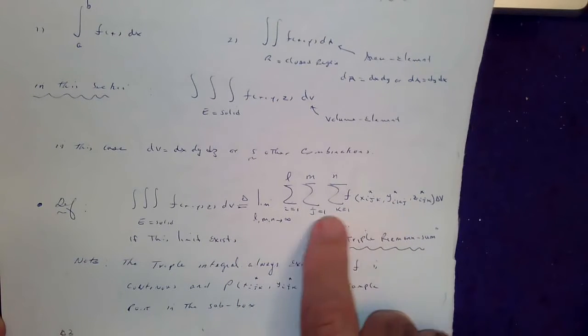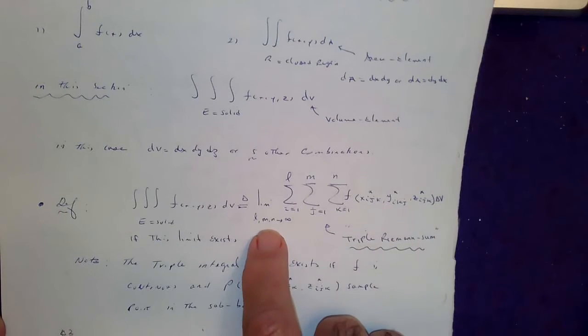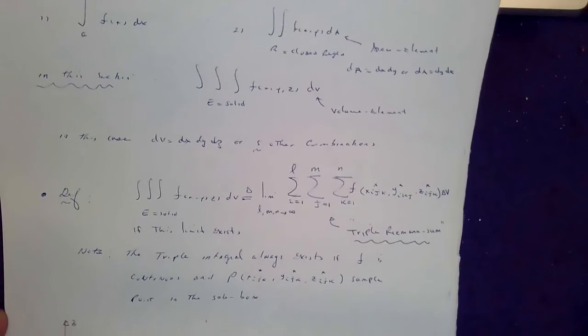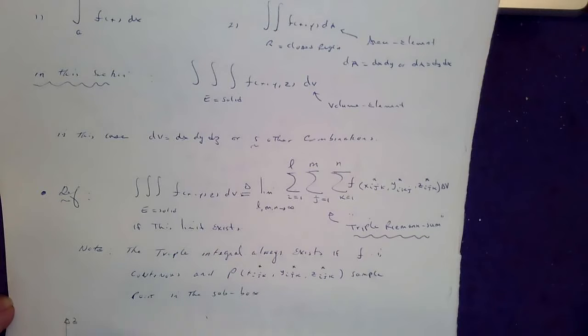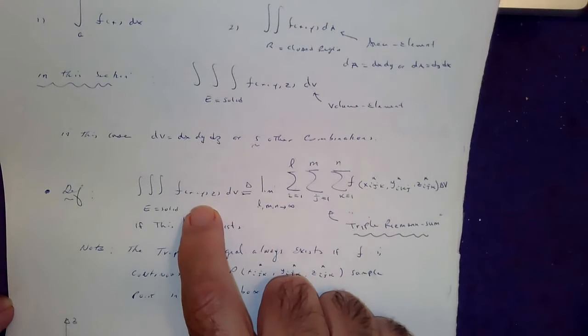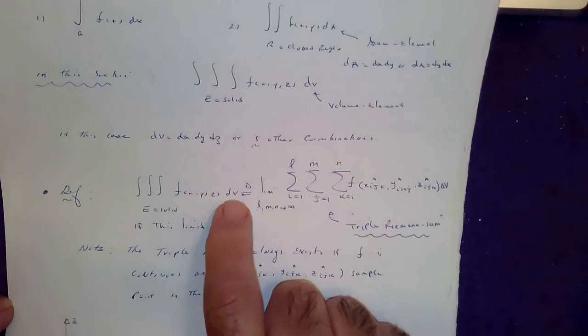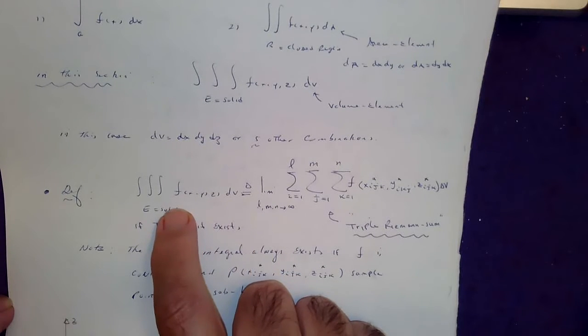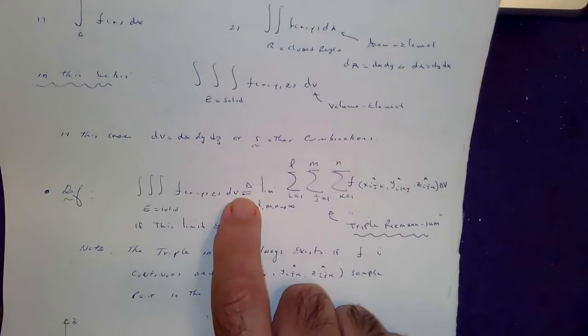So if you perform the summation and let the number of subintervals in each direction approach infinity, lo and behold, that would be the definition of the triple integral, which is performed over a solid, and this guy is a volume element.